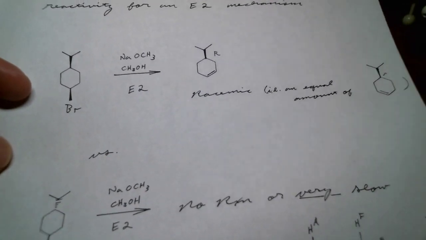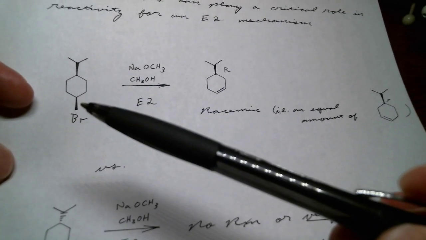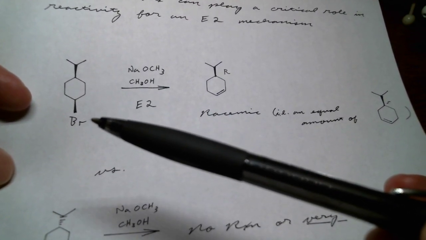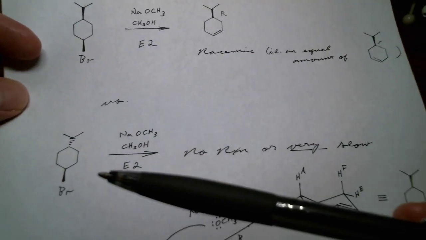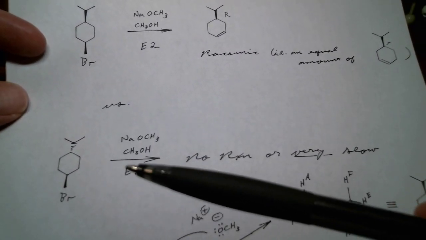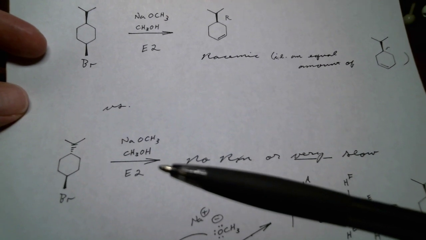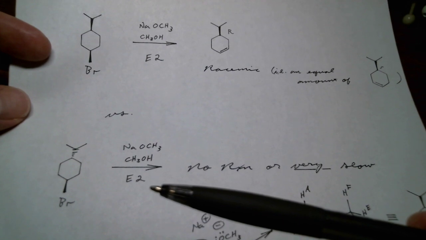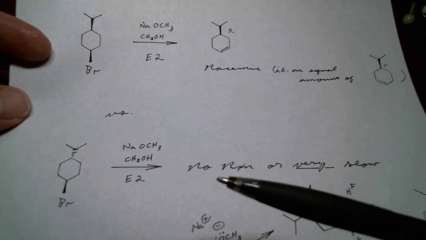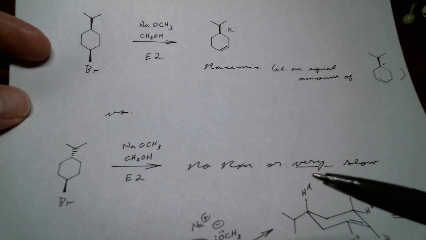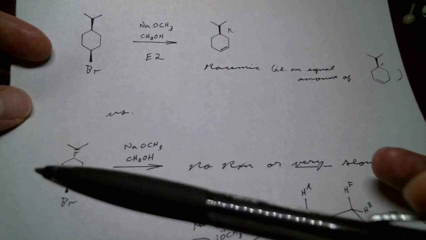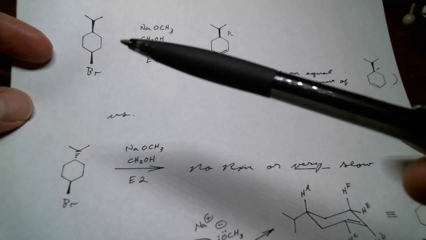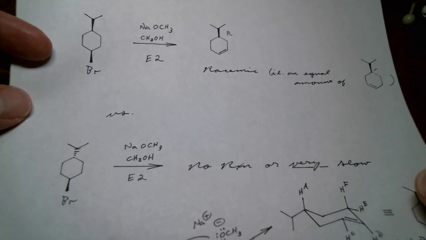Versus, instead of having 1,4 cis substitution for our bromine and isopropyl group, what if we had a trans substitution and we exposed this to the same reaction conditions of sodium methoxide, methanol? We'd want to see an E2 product, but wow, no reaction happens, or a very slow reaction happens. So why is this substrate giving us so much trouble compared to the cis-substituted cyclohexane substrate?